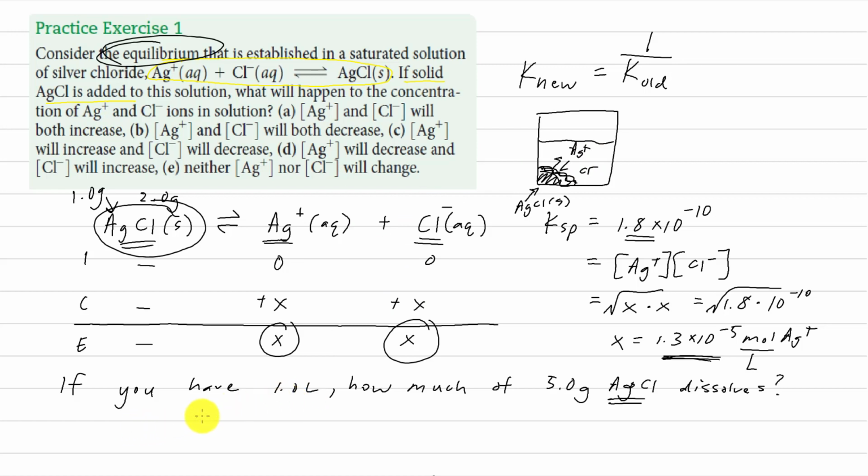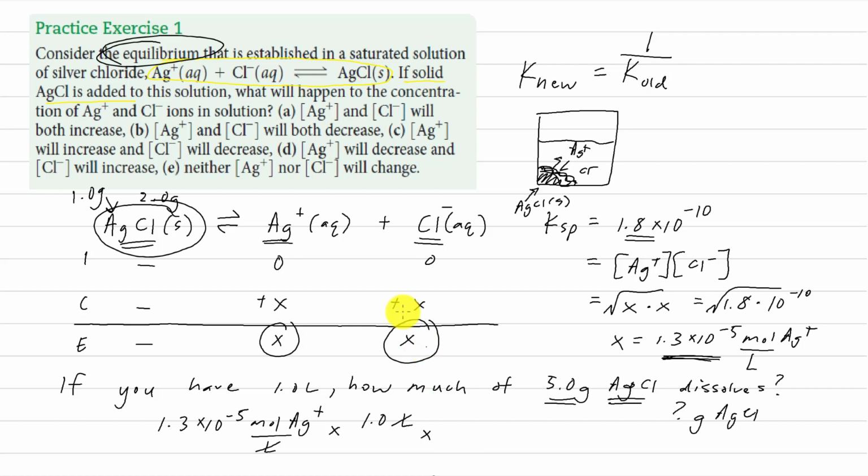So if you have a 1 liter container, what's going to happen? You just take the 1.3 times 10 to the negative fifth moles, and you could choose either Ag plus or Cl minus. So we'll just use the Ag. It's a stoichiometry question. What we're looking for is how much mass of AgCl would dissolve here. Starting with molarity, and they gave us the size of the container, 1 liter. So we're going to cancel out the 1 liter.